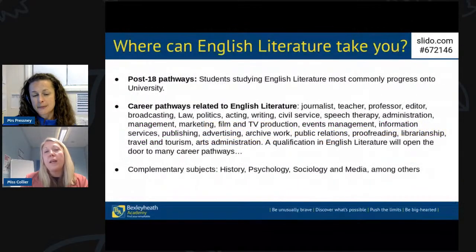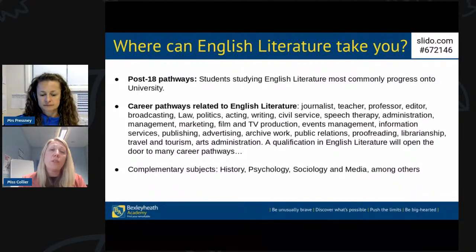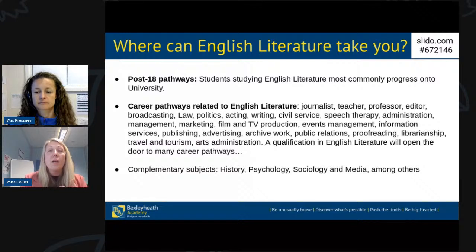Well, the great thing about English literature is that it will pretty much open any door to you. The majority of students who study English literature at the moment will go on to university, but quite a few of my current students are looking to go into apprenticeships in journalism and things like that. As you can see on the screen, pretty much a degree in English literature will allow you to go on to do any career path you want.